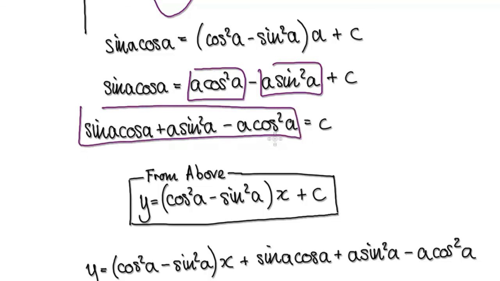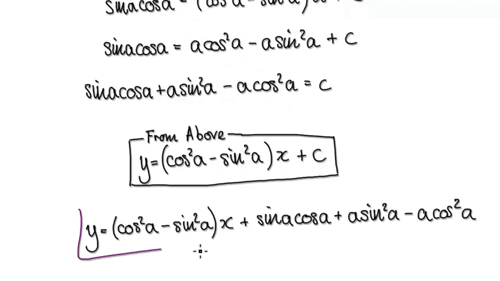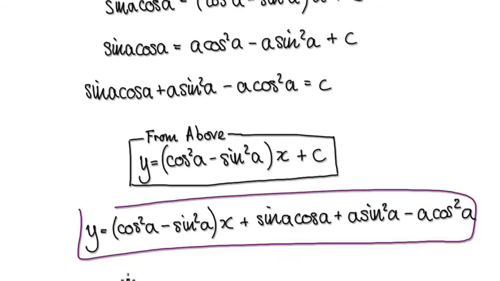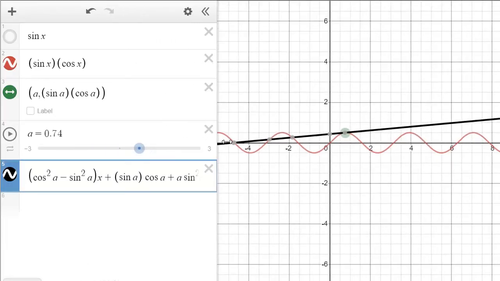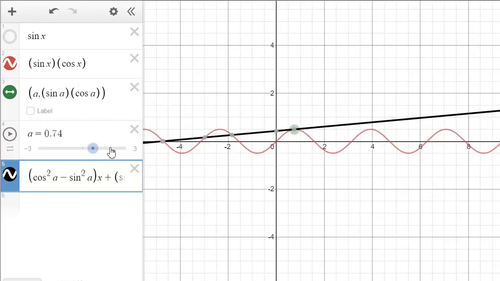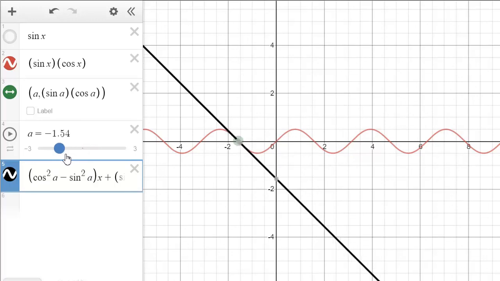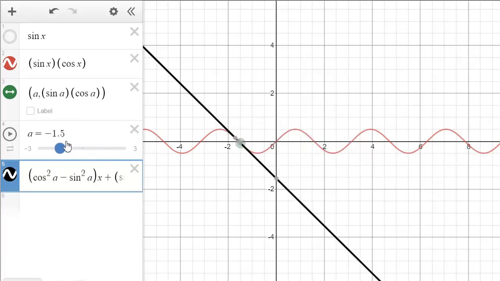So you can now put c into this equation. The final equation for our tangent line is given by this. You can just punch this into Desmos, which is this thing here. So this is the equation of our tangent line. And then as you slide A, it will work out the gradient and the intercept, and it will then draw your tangent line. Okay.